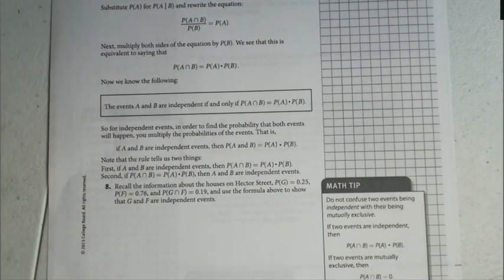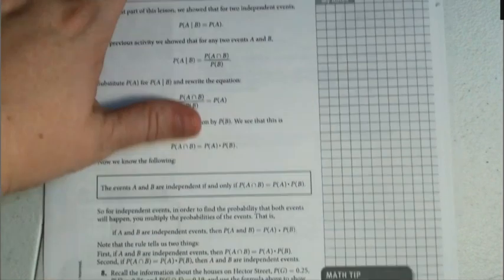8. Recall the information about the houses on Hector Street. Probability of G equals 0.25. Probability of F equals 0.76. And the probability of G and F is 0.19. Use the formula above to show that G and F are independent events. Okay.